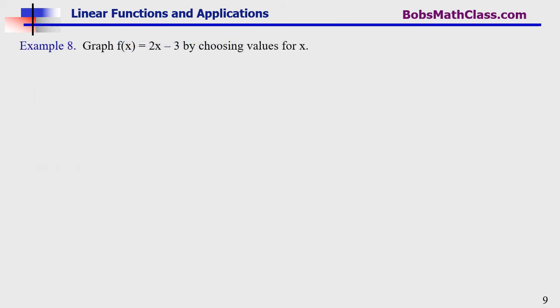Okay, here's our first problem. f of x equals 2x minus 3. And we're going to do this by choosing values for x. So we're going to talk about what numbers to choose.